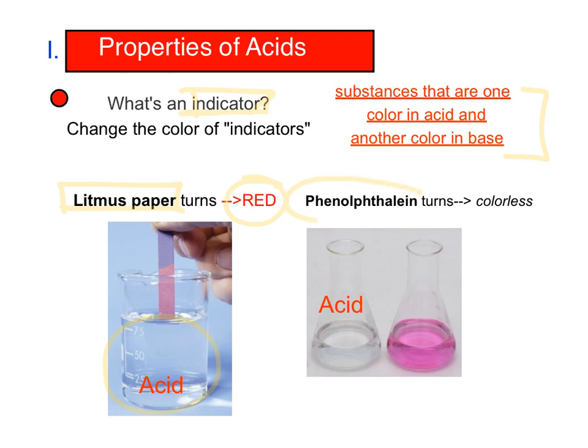Another type of indicator that you've already experienced in lab, like last semester, was phenolphthalein. You would drop a few drops in, and if it's acidic, the solution would stay clear. And then we're jumping ahead, but if it was basic, it would turn that pink color.